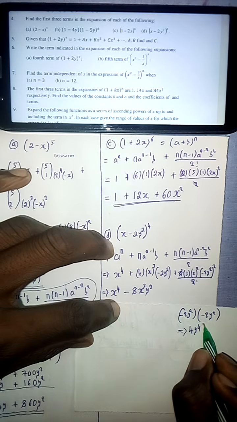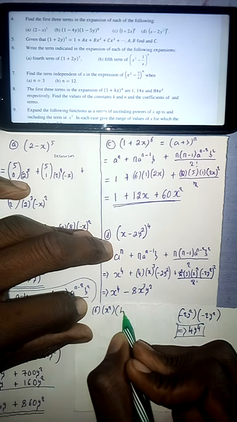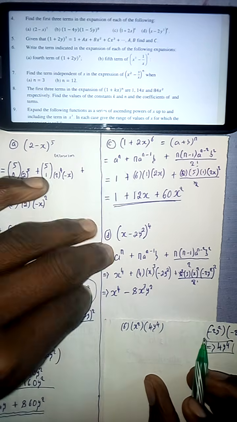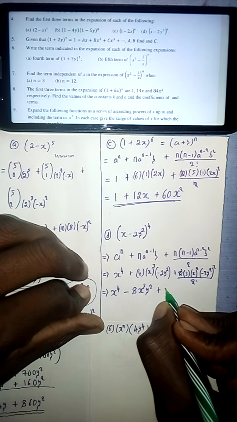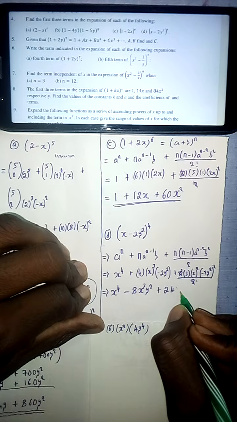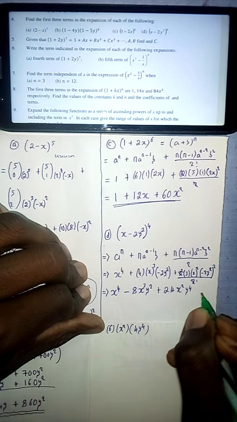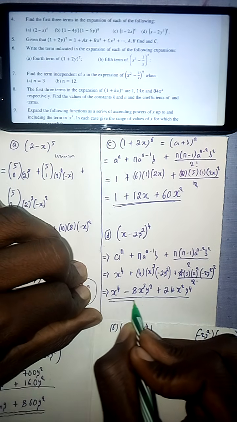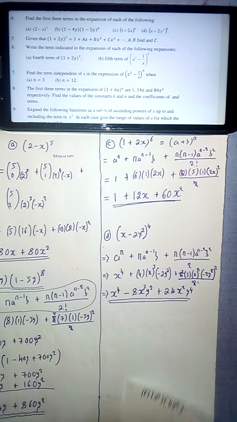So this multiplied by 4y to the power 4, multiplying will give 24x squared y raised to the power 4. Okay, so this is the solution for part D.